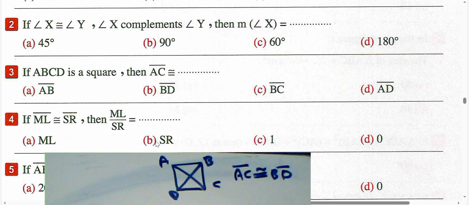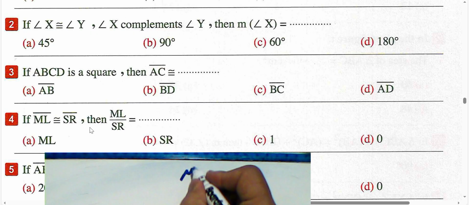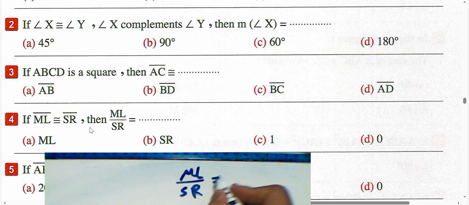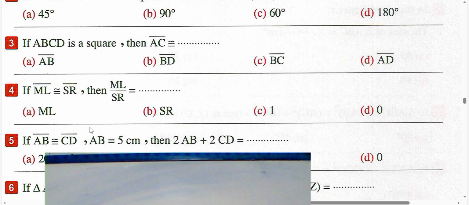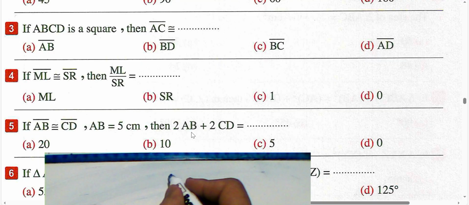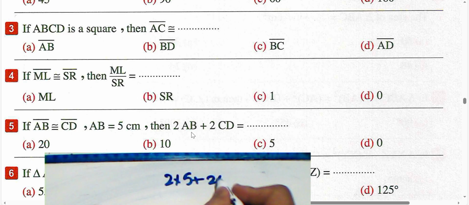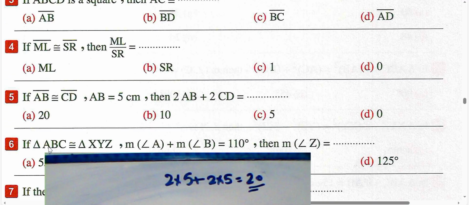Okay, next question. If ML is congruent to SR, then if we divide line segment ML by SR, it will be 1 because they are equal in length. Number 5. If line segment AB is congruent to segment CD, and AB is 5 centimeters, then twice AB plus twice CD equals 2 times 5 plus 2 times 5. 2 times 5 is 10, 10 plus 10 is 20. The answer here will be 20. Choose letter A.